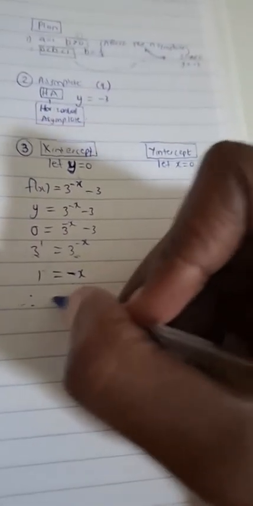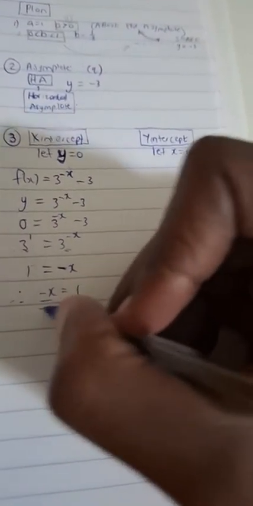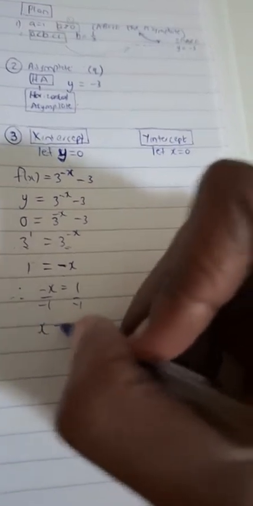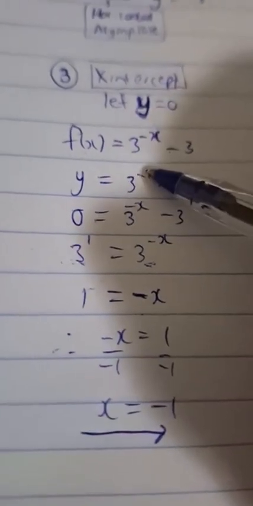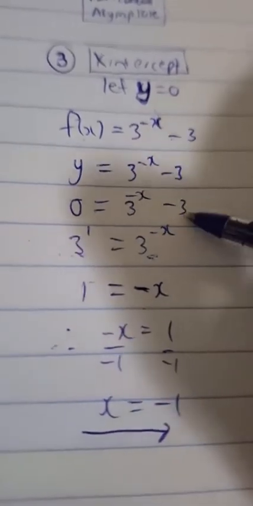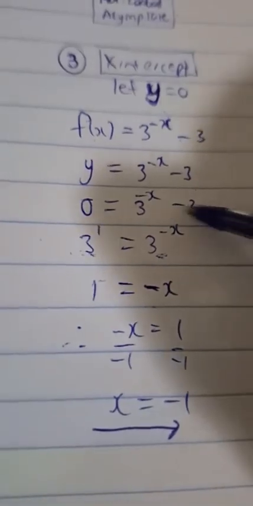Therefore, then we divide both sides by what? By -1, which gives us x is equal to -1. So when we let y be equal to 0, guys, in the place of y, we write 0 equal to 3 to the power -x minus 3. We transpose the minus 3. This minus 3, because it's a second term, we transpose it. It becomes positive 3 on the left-hand side.